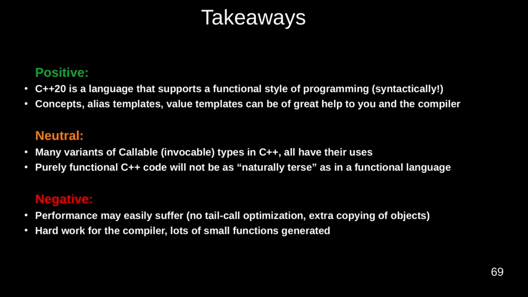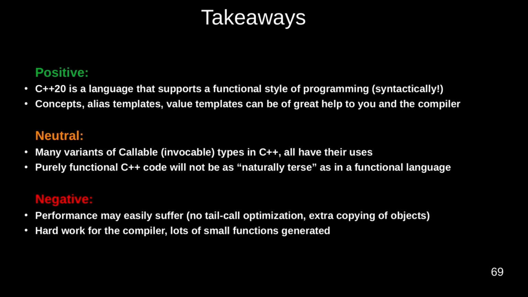Some neutral feedback. I think there are many variants of callable types in C++, which really complicates things for beginners. But it's due to the long history of C++, and they all have their uses. It's not like lambdas make classes with a function call operator obsolete. Sometimes you need them. And things like std::invoke help a lot there. Also, of course, pure functional C++ code will never be as naturally terse as Haskell, or a language that was designed for functional programming. So if you really want to work in this pure style, maybe go ahead and use a functional programming language and not C++.